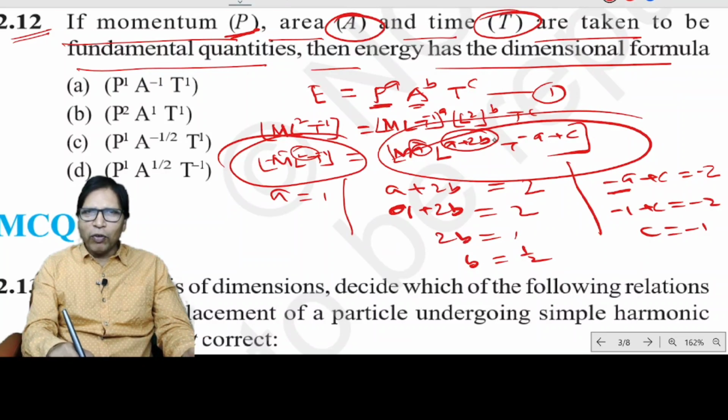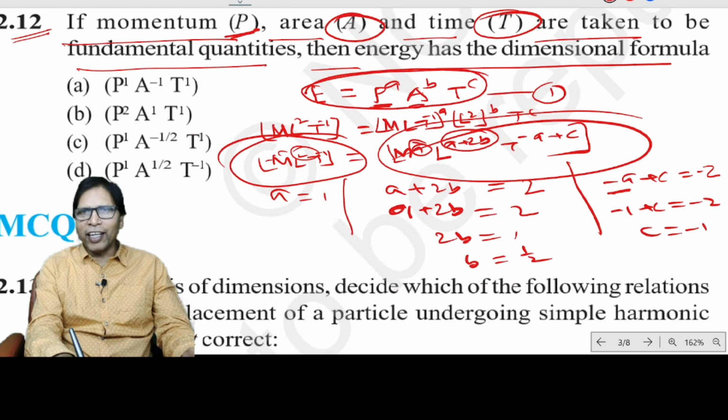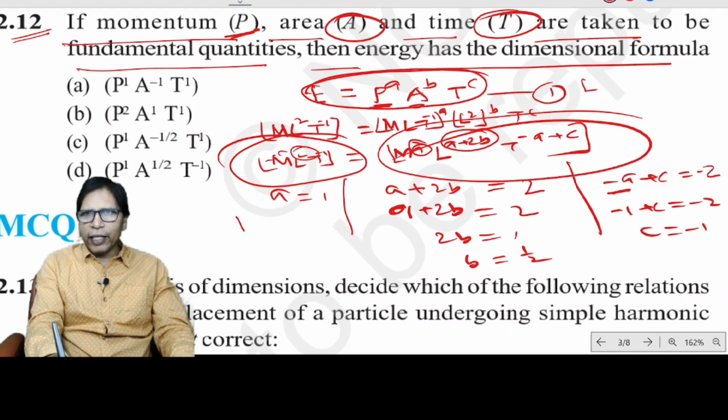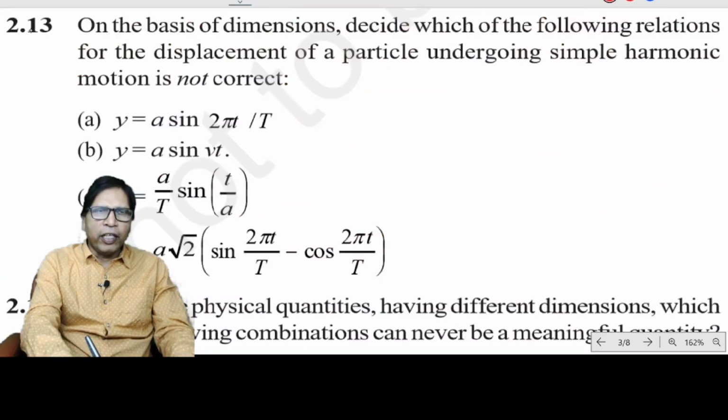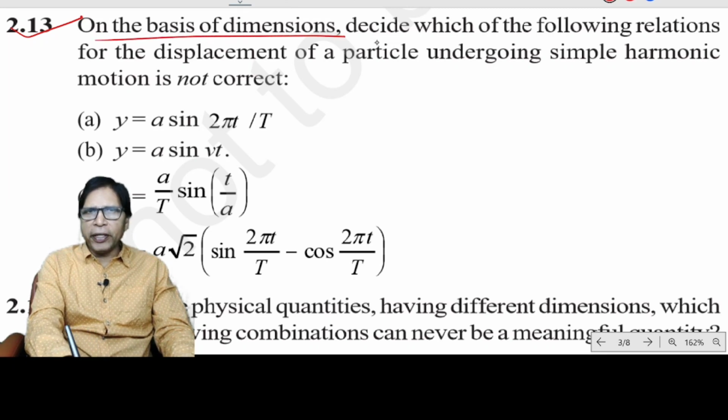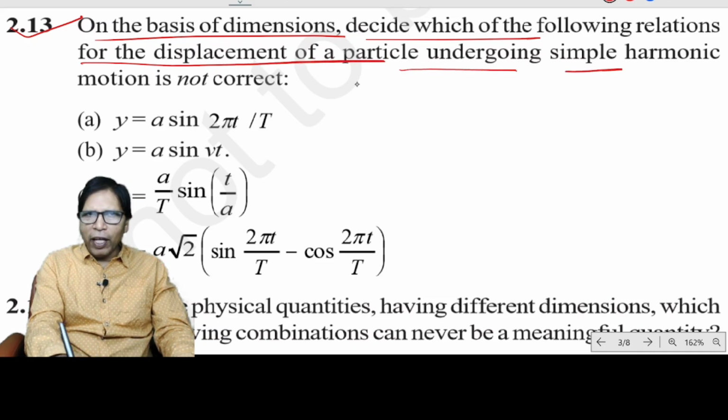Okay. So now if we put the value of A, B, C in equation 1, therefore E equal to, look at this, this is the P to the power 1, A to the power half and T to the power minus 1. Okay, understood? Now question number 2.13. On the basis of dimension, decide which of the following relations for the displacement of particle undergoing simple harmonic motion is not correct.